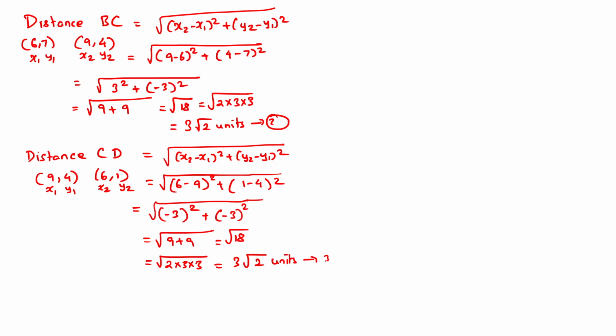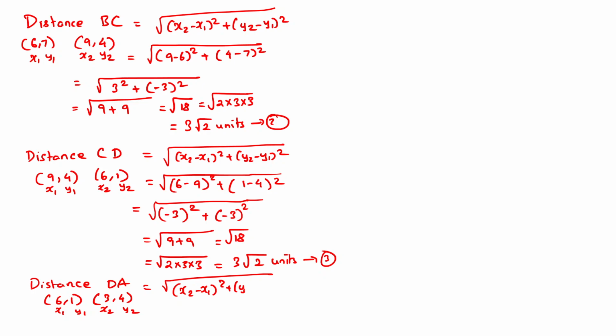Take this as equation 3. Then we need to find the distance DA. What are the coordinates? D is 6, 1 and the coordinate of A is 3, 4. x1, y1, x2, y2. The same two-point distance formula: (3 minus 6) whole square plus (4 minus 1) whole square.